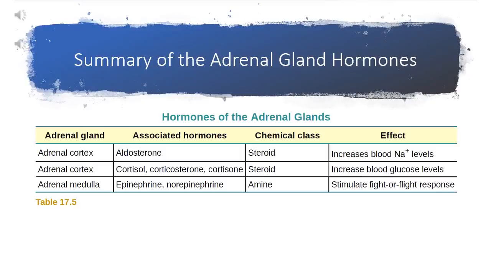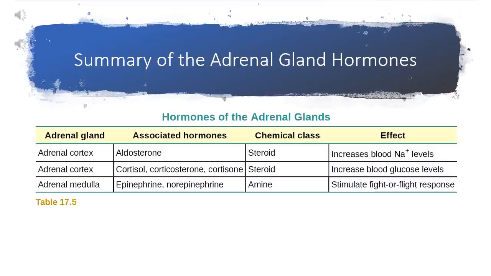This slide is just a summary of the adrenal gland's hormones. So the adrenal cortex secretes steroid hormones that are important for the regulation of long-term stress, blood pressure and blood volume control, nutrient uptake and storage, and fluid and electrolyte balance, as well as inflammation. So the adrenal cortex is going to produce aldosterone, cortisol, cortisone, corticosterone. So these are going to be steroid hormones.